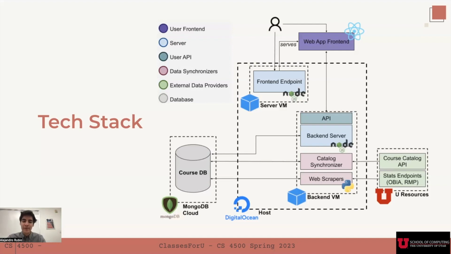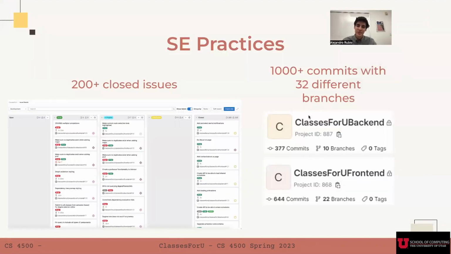Along with that, we have scrapers that get data from these APIs and send them to our database, which is running in MongoDB Cloud. For the backend, we have multiple API endpoints that get the data from our database and send them to the frontend running React. This is all hosted in two different VMs that are hosted by DigitalOcean. One for the frontend running a web server with our app deployed, and the other one for the backend running our Node server.